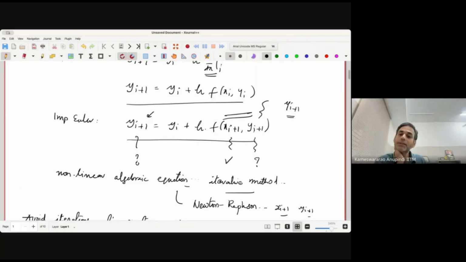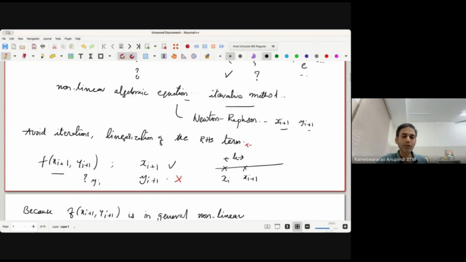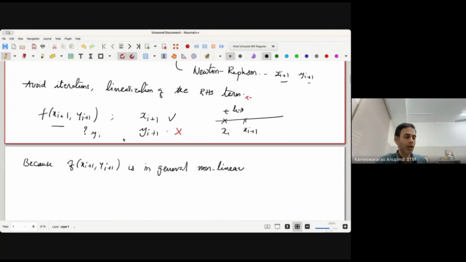But the difficulty is that f of x_{i+1}, y_{i+1} is in general a nonlinear function. That means y_{i+1} could be appearing as y_{i+1} squared, or some sine of y_{i+1}, or some e to the power of minus y_{i+1}, and so on. As a result, you won't be able to combine it with this y_i, right? So when you put these together, you get a general nonlinear algebraic equation, because f of x_{i+1}, y_{i+1} is in general nonlinear, and y_{i+1} is the unknown value.